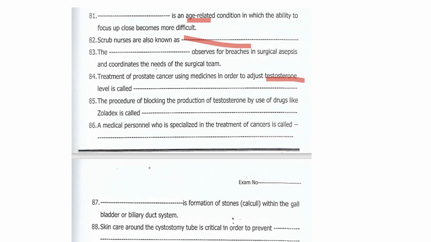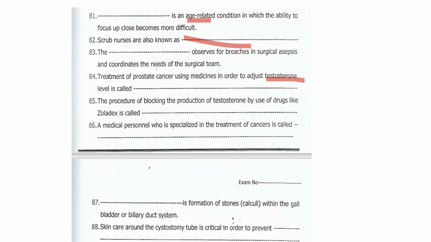We carry on. Dash is the formation of stones or calculi within the gallbladder or biliary duct system. That is the question. It's called choledocholelithiasis. This is the presence of at least one gallstone in the common bile duct. The stone may be made up of bile pigments or calcium or cholesterol salts. The liver produces bile, which helps in digestion of fats and so on. Remember those things.